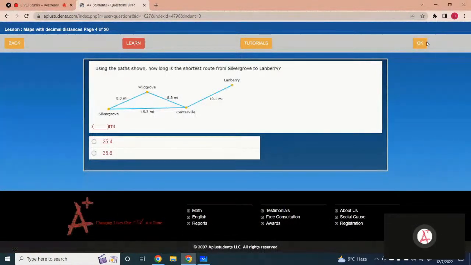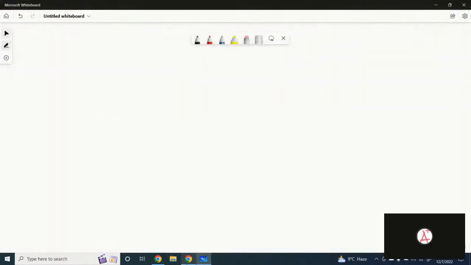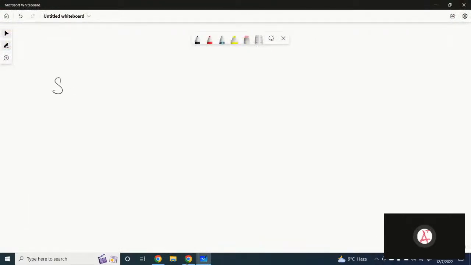Okay, the next one is using the path shown, how long is the shortest route from Silver Grove to Lanberry. Okay, here is the Silver Grove. You have to calculate the shortest distance. Okay, the shortest is the one, I think, from Silver Grove to Centerville and from Lanberry. Let's just calculate Silver Grove to Centerville and Lanberry.